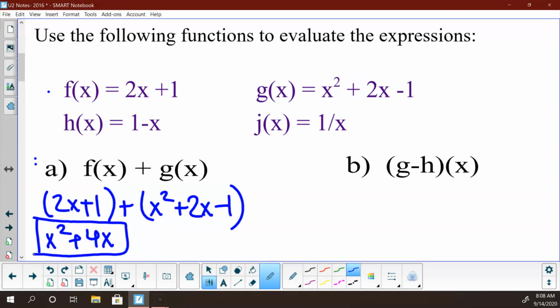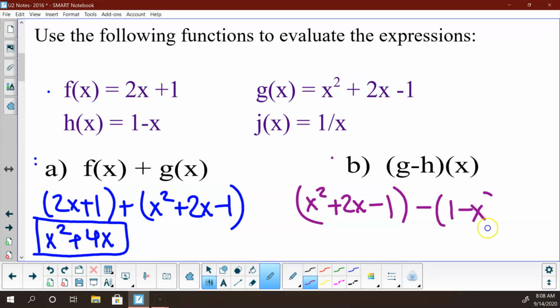So we're going to end up combining them. I'm going to ask you, what's g of x minus h of x? So g of x again, x squared plus 2x minus 1. All of that minus this, 1 minus x.